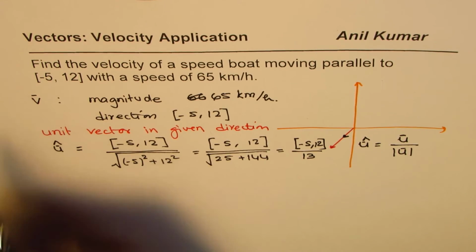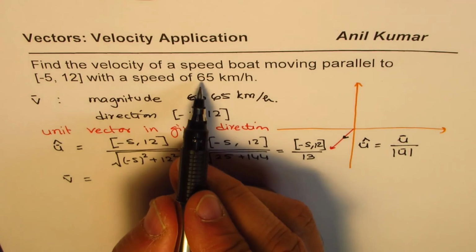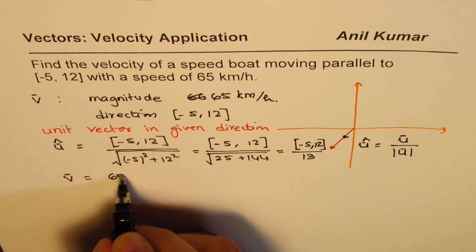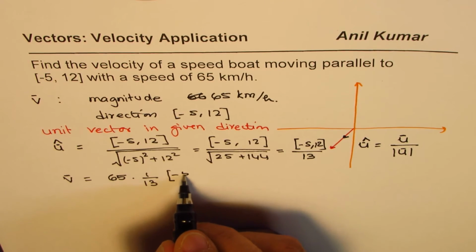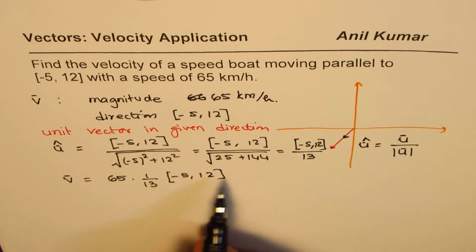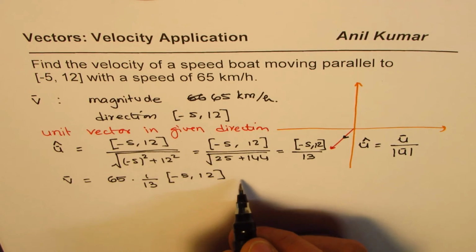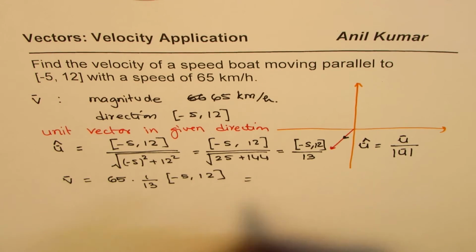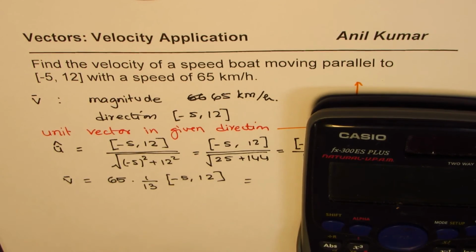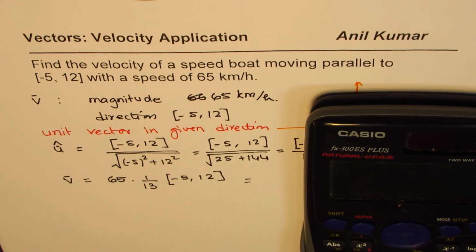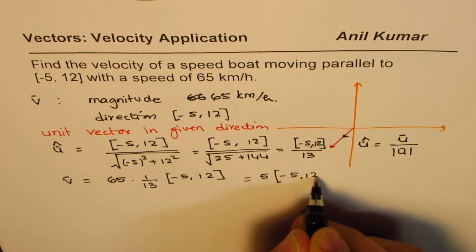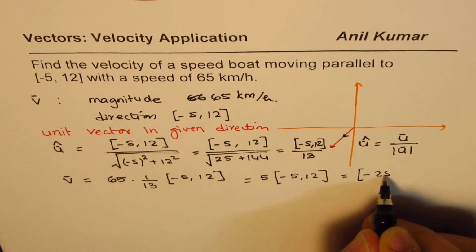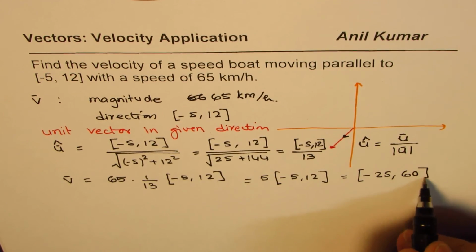The magnitude is 1. Now the velocity can be written as, we need the magnitude 65, so we write 65 times the unit vector, which is 1/13 of minus 5, 12. Correct? That is how you get the vector. Now you can multiply these terms. 65 divided by 13 is 5, a good number, so you get 5 times minus 5, 12, and therefore the vector is minus 25, 60, right?